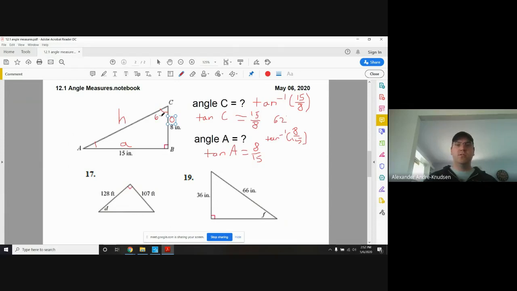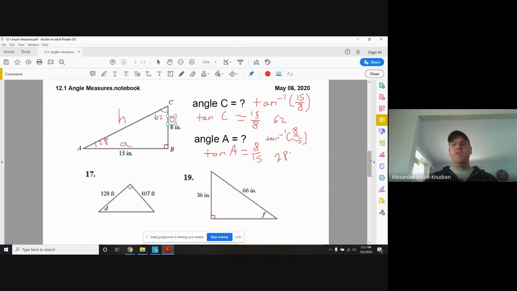So this is 62. And if I do the next one, I get about 28 degrees. So this is about 28, which makes sense, right? On a triangle, they add up to 180, or triangle sum conjecture. So we know that 90, 62, and 28 equals 180.